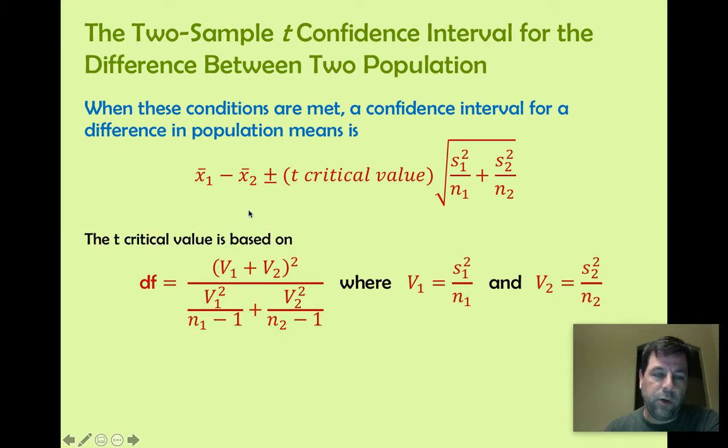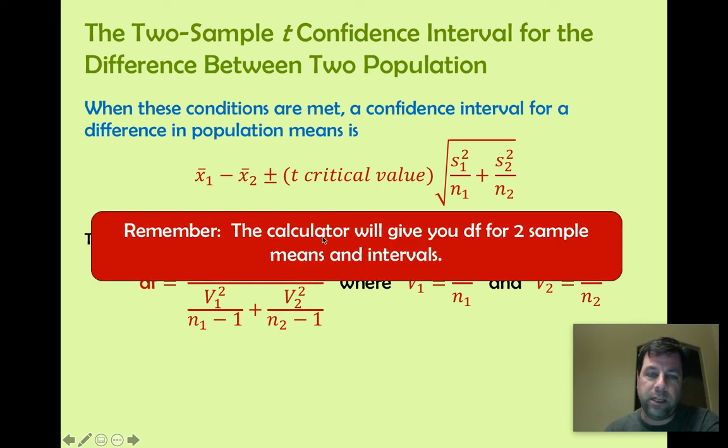You know that the t critical value is based on degrees of freedom, and the degrees of freedom is this crazy formula that you'll never, ever have to do. You'll never have to show it. Your calculator is going to give it to you. You just write down that value. Don't write down the decimal, write down the integer. The calculator will give your df as two-sample means.